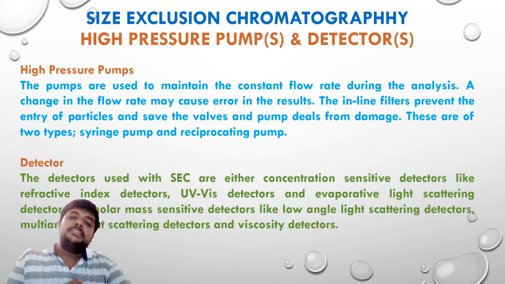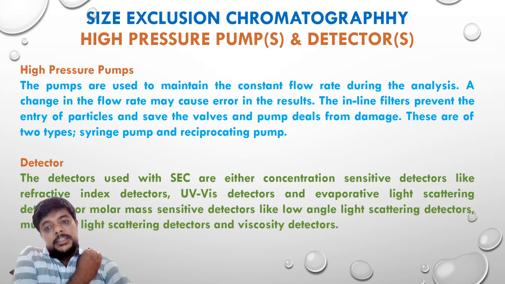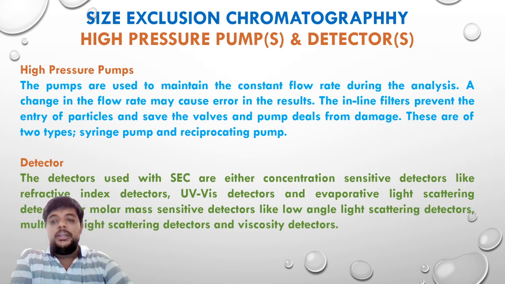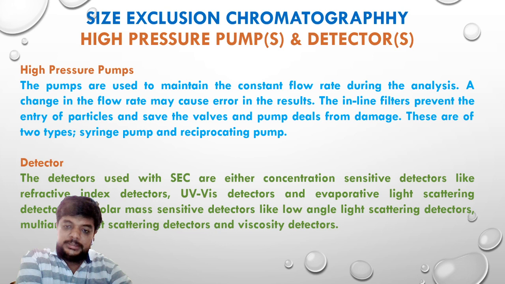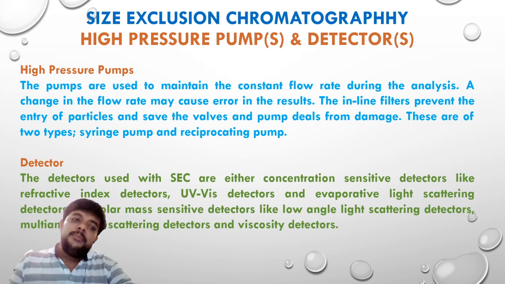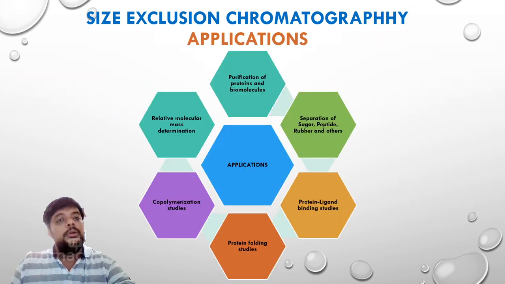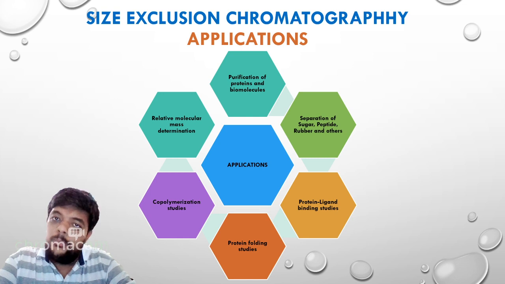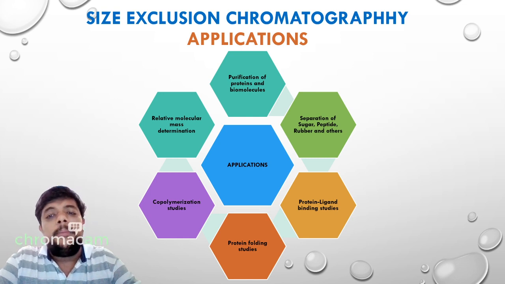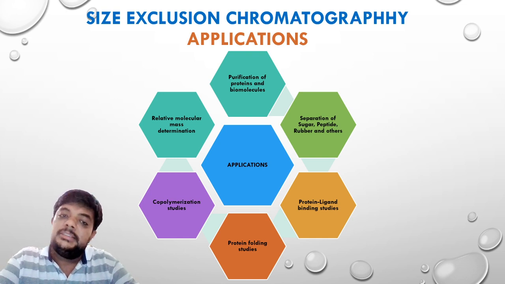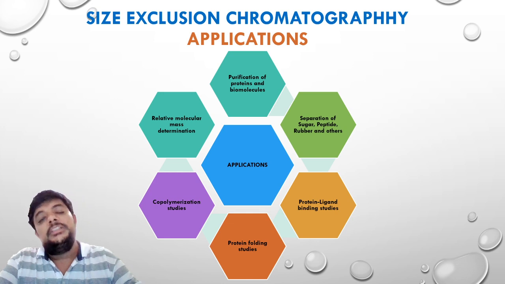Detectors used in SEC are either concentration sensitive detectors, RI detectors, UV detectors, or evaporative light scattering detectors. Also remember that viscosity detectors are very much useful in size exclusion chromatography. Its applications involve purification of proteins and biomolecules, separation of sugar, peptide, rubber, and others, protein ligand binding studies, protein folding studies, copolymerization study, and relative molecular mass determination.